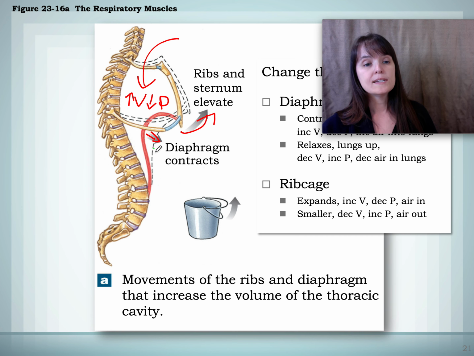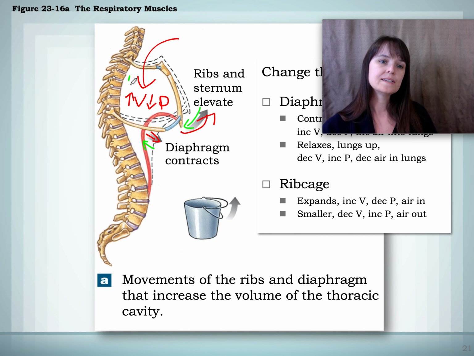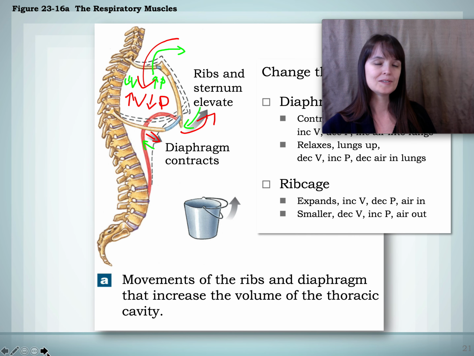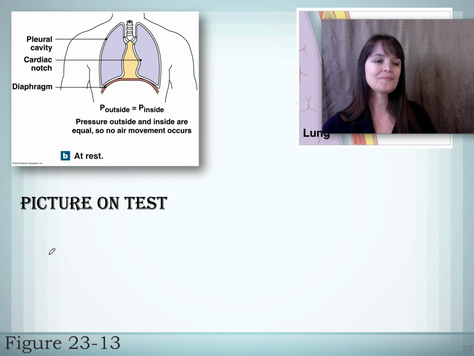So to exhale, the diaphragm relaxes and goes back to where it was in normal breathing, and the ribs relax and go back to where they were. So that decreases the volume, which increases the pressure. And now we've created an area of high pressure, and air moves from areas of high pressure to areas of low pressure. Okay. So, basic concept review. Also, this picture is on the test.